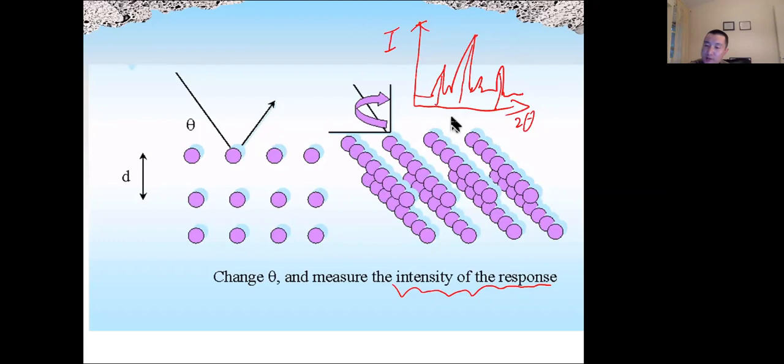At a certain theta, we see intensity, and the relative heights of the intensity peaks will be constant for certain materials. So it's like a fingerprint for a certain type of material. Based on the shape of the curve of I versus 2 theta, we can identify what phases are in a certain sample.